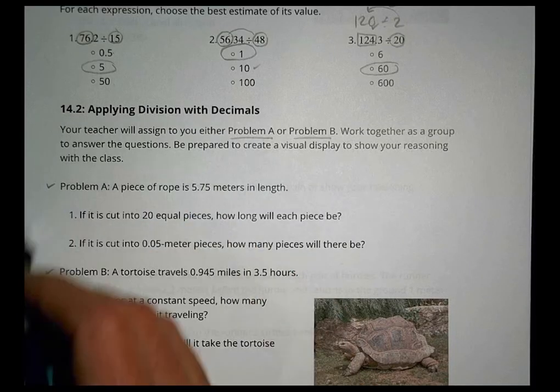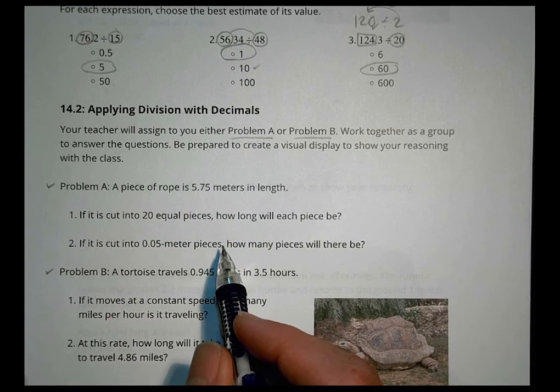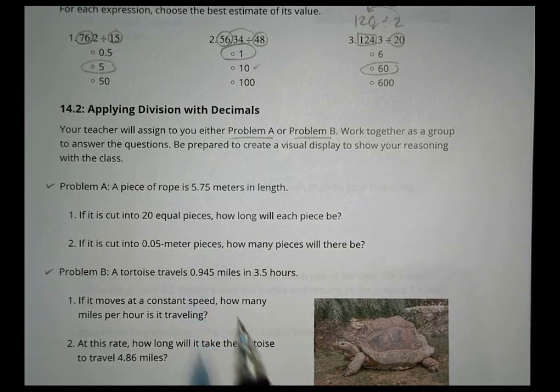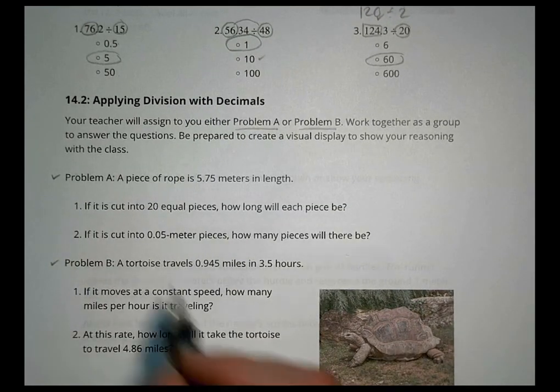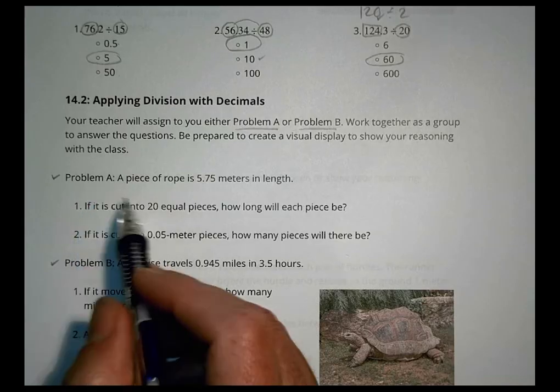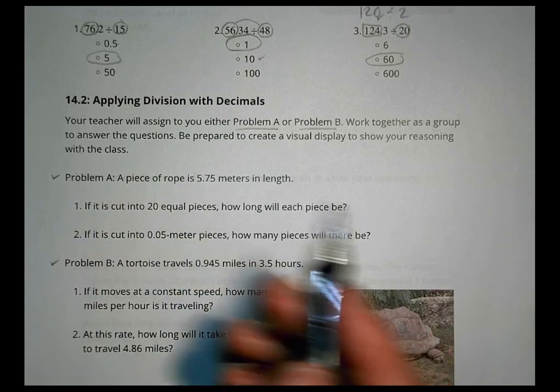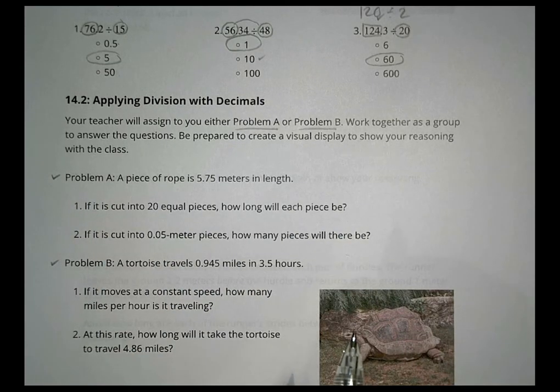You want to look at your problem and solve both pieces and then be ready to explain to the class how you got what you got. And then problem B, the same thing. So decide if you're an A or a B. Partner maybe on the left is A and the right is B, however you want to do that, and then compare your answers and see what you ended up getting.